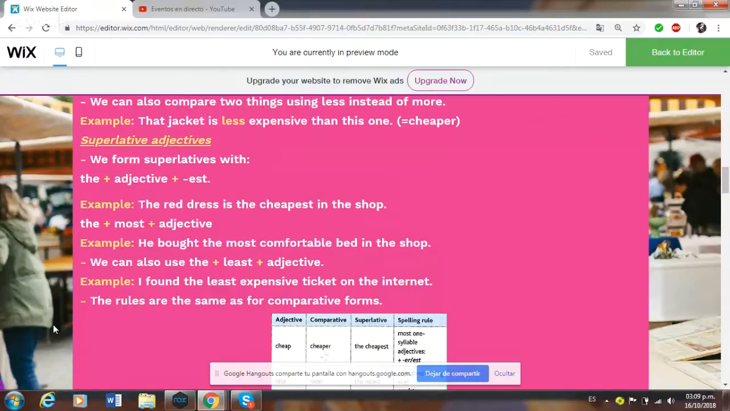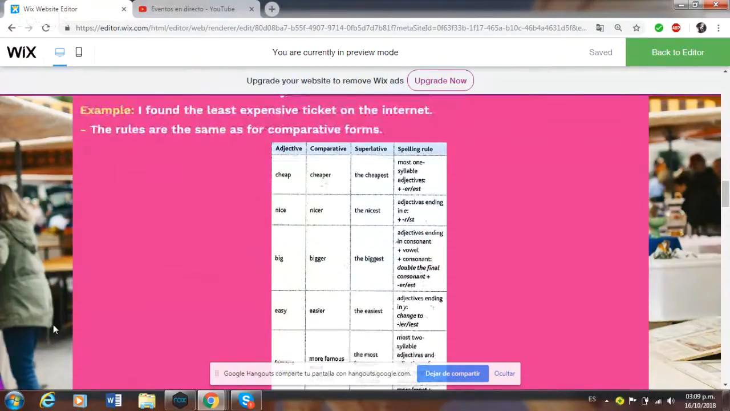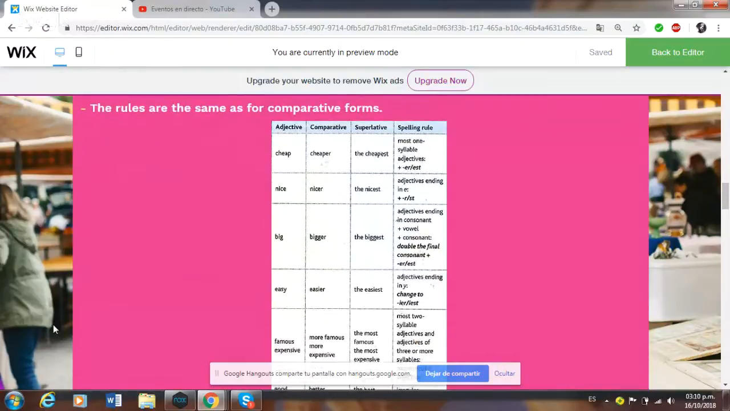It's essential to study some rules, some rules to take into account at the moment of creating the comparative form. For example, here it says the rules are the same as for the comparative form. In comparative and superlative forms, for example, you can see cheap, an adjective that has one syllable. What is the comparative form of cheap? Cheaper.